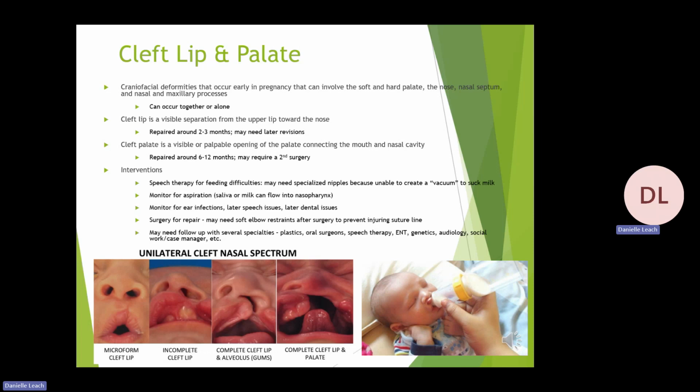They're very soft, like the soft restraints that we have for adults, but just a little bit smaller and less harsh. They may follow up with several specialties like plastics, oral surgeons, speech therapy, ear, nose, and throat doctors, genetics, audiology, and they may need a social worker or a case manager to help them deal with all these different things.